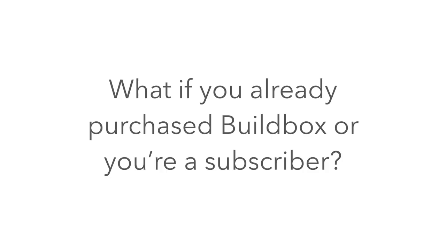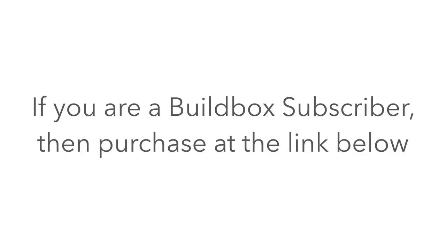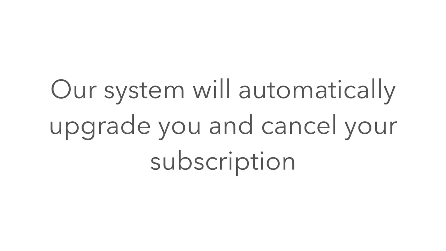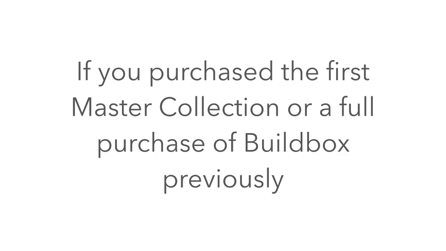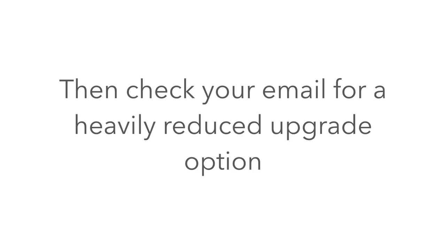So what if you already purchased Buildbox or you're a subscriber? We also made this as easy as possible. If you are a Buildbox subscriber, then purchase at the link below. Our system will automatically detect you and cancel your subscription since you'll have a full paid license. And it's the same for yearly subscribers. You just order by clicking the link below. We'll automatically detect and cancel your yearly subscription, and will also prorate you for the unused months on your credit card. If you purchased the first Master Collection or full purchase of Buildbox previously, then check your email for a heavily reduced upgrade option, including all the software and Buildbox 3.